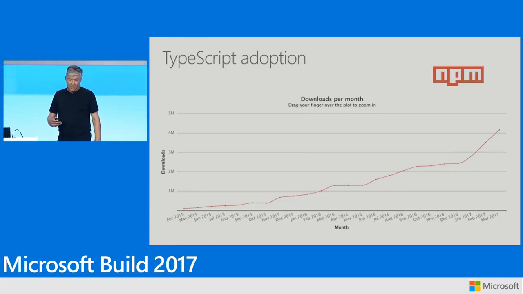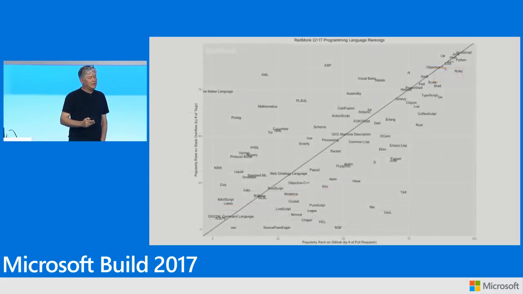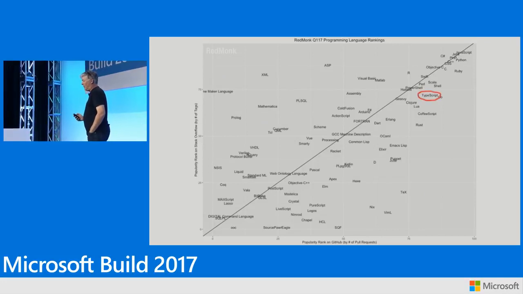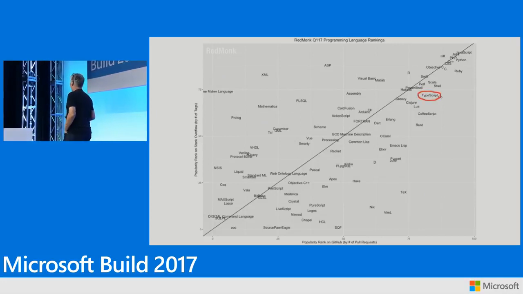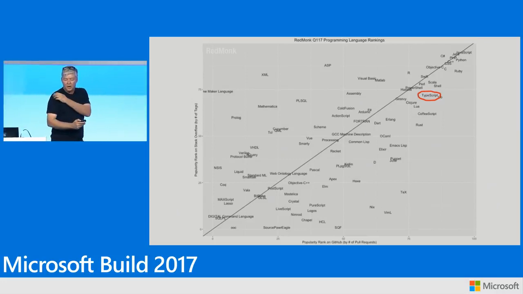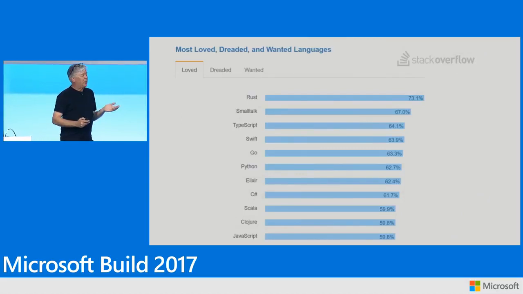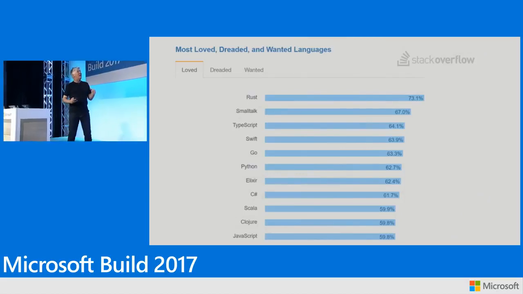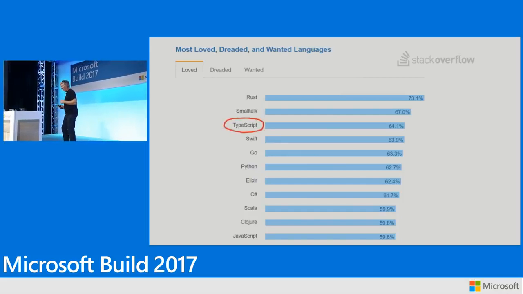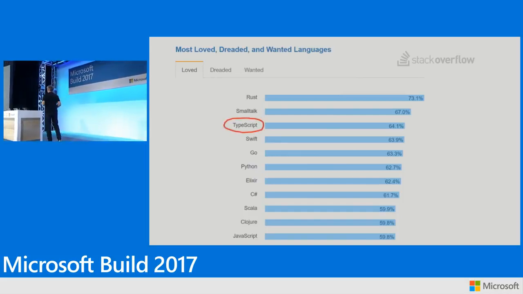TypeScript adoption, we are growing leaps and bounds. We're up to more than 4 million downloads per month now on NPM. We recently made it into the top 20 programming languages in RedMonk's survey. We're up there now as number 17 with Scala and Swift. So it's great to see that the community is really picking up on TypeScript at this point. One that particularly made me happy is that we are now in the top 3 most loved programming languages on Stack Overflow.